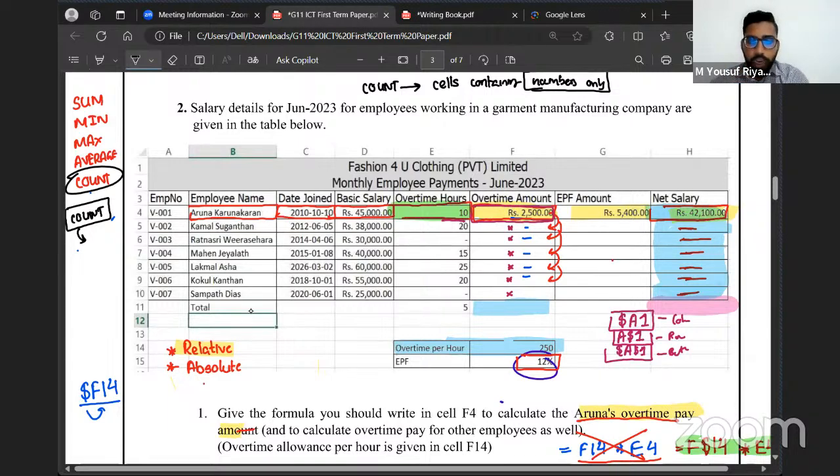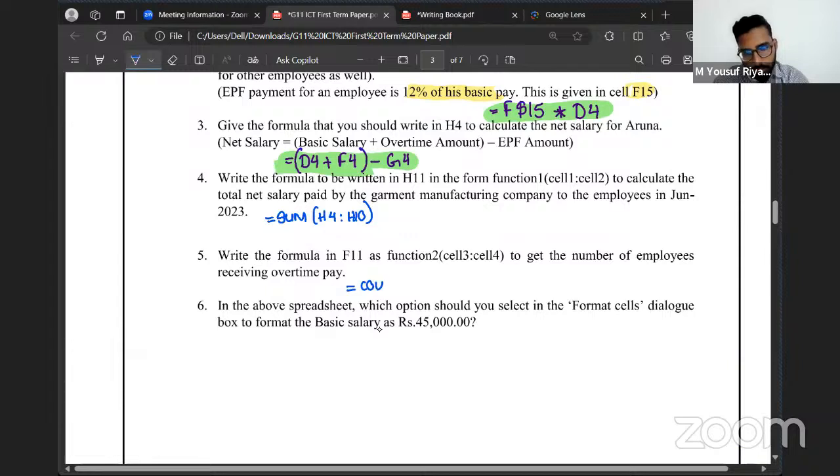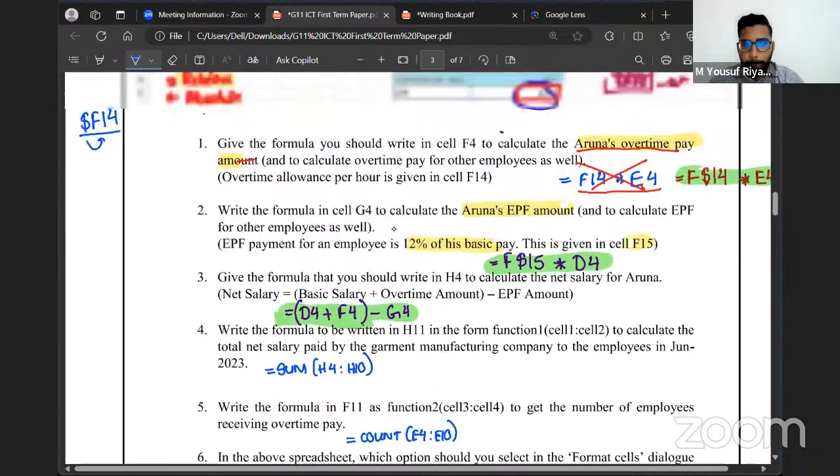So what we can do is include the count function for this range. We have a range of cells from E4 to E10, so for E4 to E10 we can use the count function. We have certain symbols here, so it will ignore these symbols, and it will give you 5 as the answer because only 5 people have overtime hours. So what I'm going to write there is equals count E4 to E10. Is that clear to all of you?